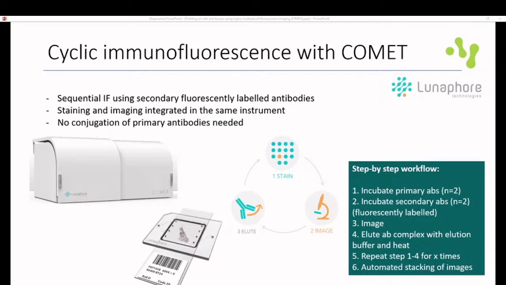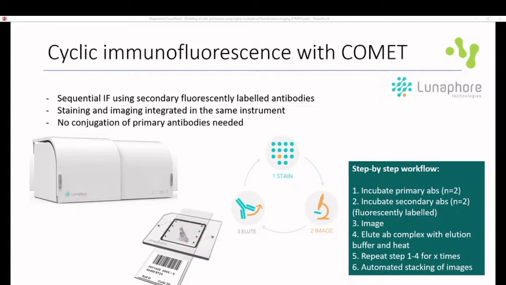The other method that I want to talk about is something that is completely new. We will get this instrument in the beginning of next year and also start using it for service projects. And this has a different approach. Here we use primary antibodies, where we can incubate 2 antibodies at a time if they are from different species.